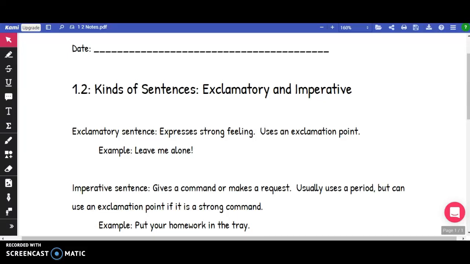Unit 1, Lesson 2, Kinds of Sentences, Exclamatory and Imperative Notes. When taking your notes, the first thing that you need to do is make sure that you put the date at the top of the page, and then you need to skip a line and title your notes. The title for these notes is 1.2, Kinds of Sentences, Exclamatory and Imperative. After your title, please skip a line.